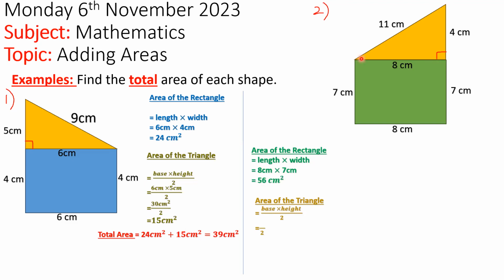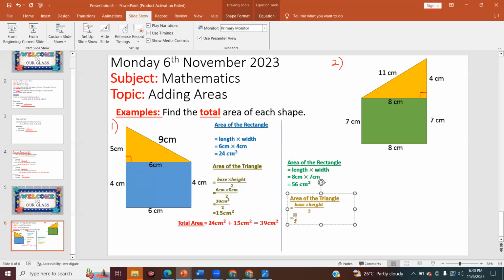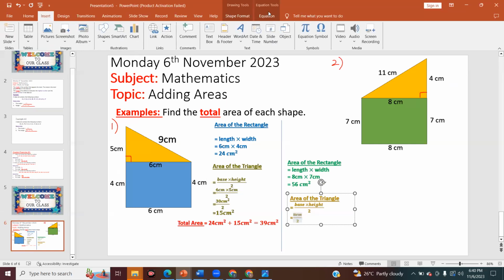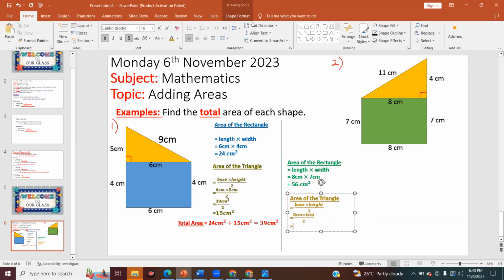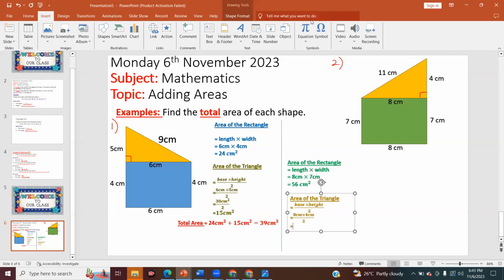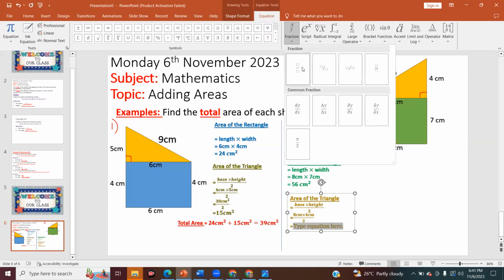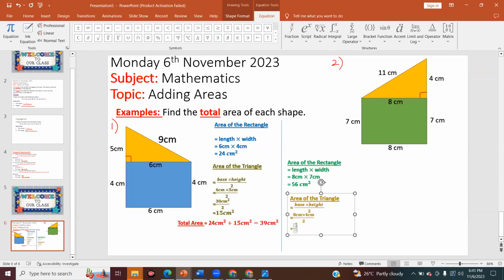Yes. Okay, good. So after we get the base and the height, what are we going to do with them? Divided by 2. Good. What is 8 times 4? 32. Yes, 8 times 4 is 32. And so we have 32 what? Centimeters squared, right?